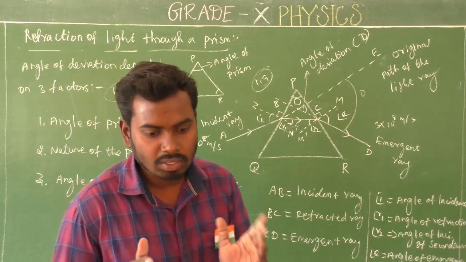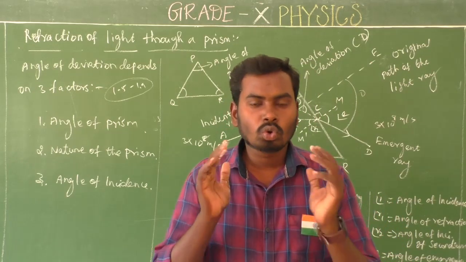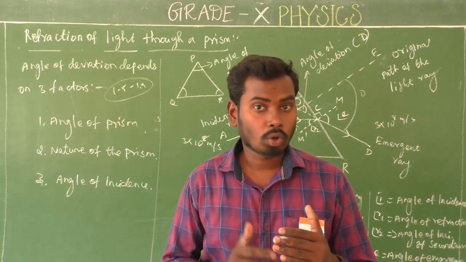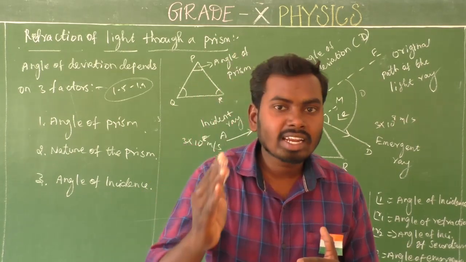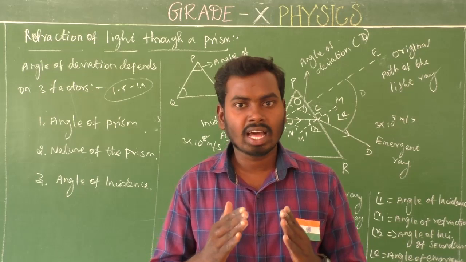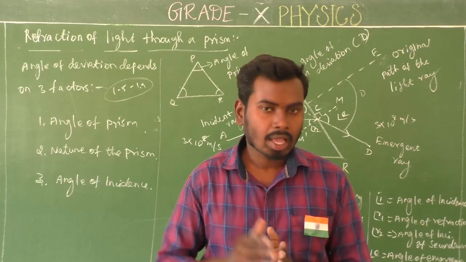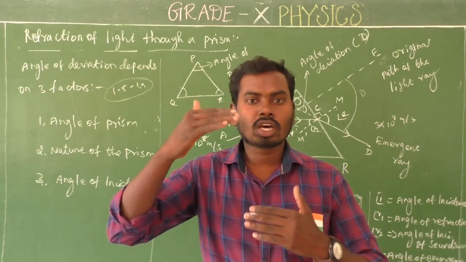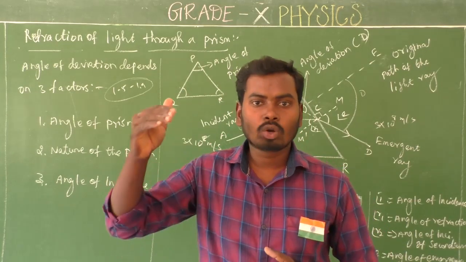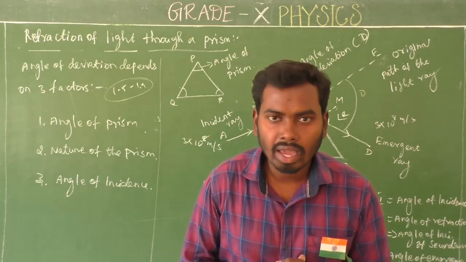Is it clear? So what is the conclusion? In refraction of light through a glass prism, the emergent ray will not be parallel to the incident ray. Why? Because the two refracting surfaces are not parallel to each other. There is some angle between them, which is called the angle of prism. But in a rectangular glass slab, the two refracting surfaces are parallel to each other, due to which the emergent ray will be parallel to the incident ray. That is the conclusion. Very easy one.